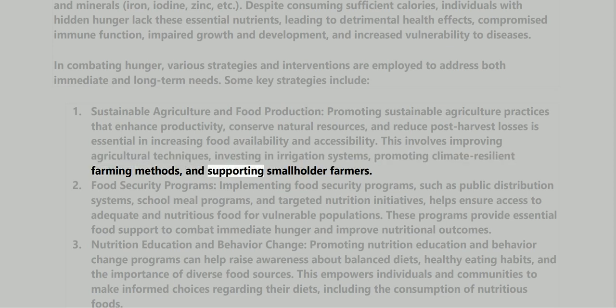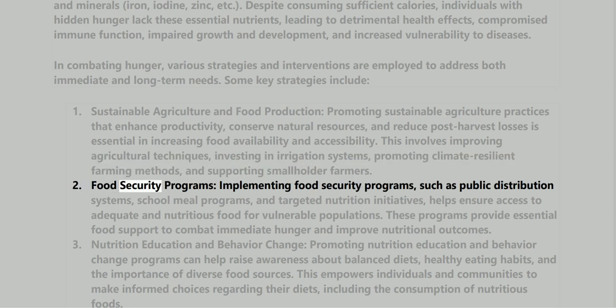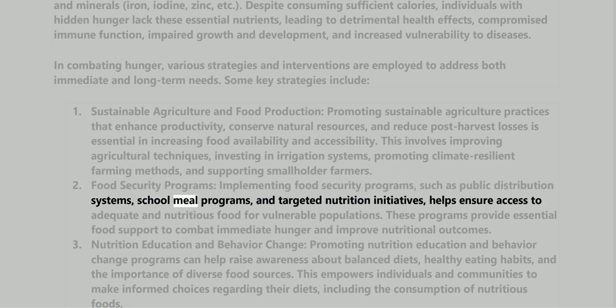2. Food security programs. Implementing food security programs, such as public distribution systems, school meal programs, and targeted nutrition initiatives, helps ensure access to adequate and nutritious food for vulnerable populations.